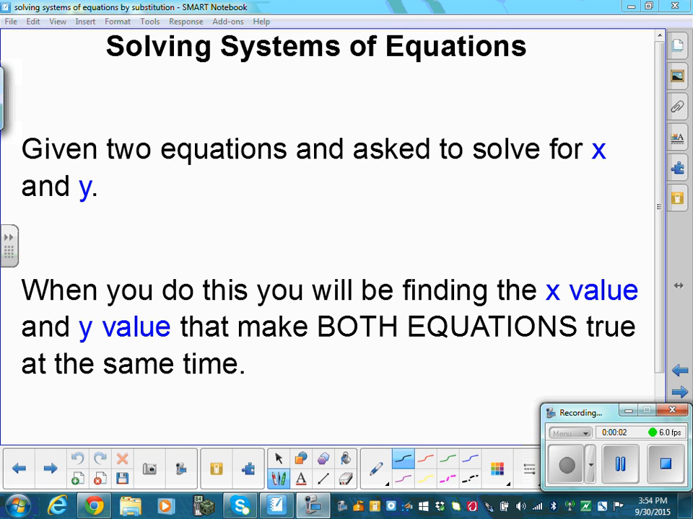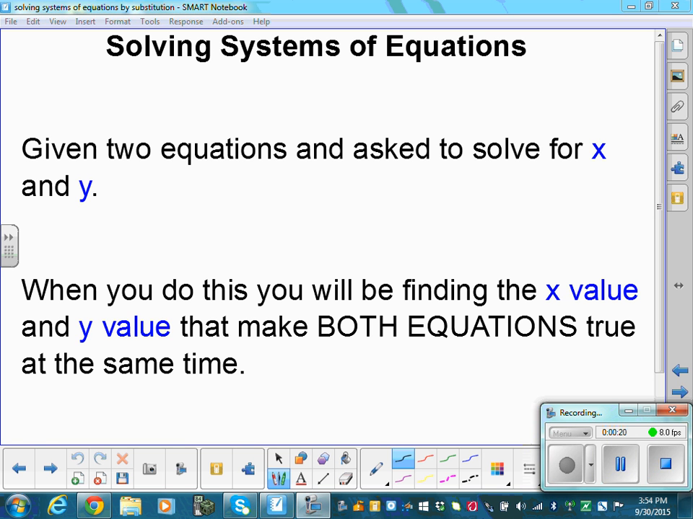Okay, so today you're going to be watching a video on solving systems of equations. Today we're going to be solving systems of linear equations. We're going to be given two separate equations, and we're going to be asked to solve for x and y.